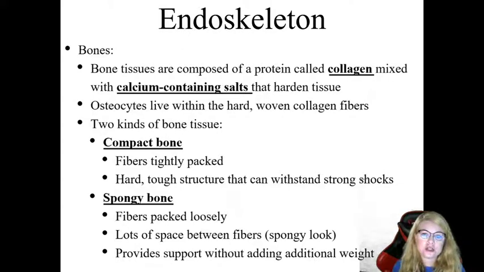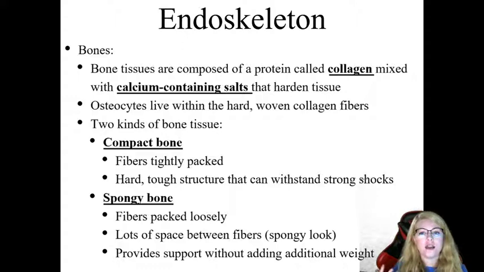And there are actually two types of bone tissue. If you think about one of the bones in your body, for example, say your humerus in your upper arm, the ends of the bone are going to be made up of spongy bone, and the middle part of the bone, or the longer shaft part of the bone, is going to be compact bone. And those are the two types of bone tissue that we see.